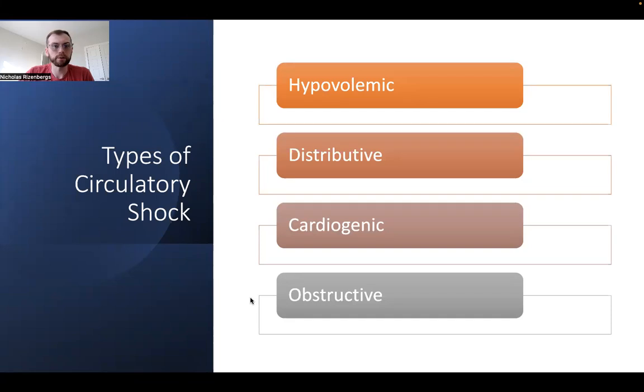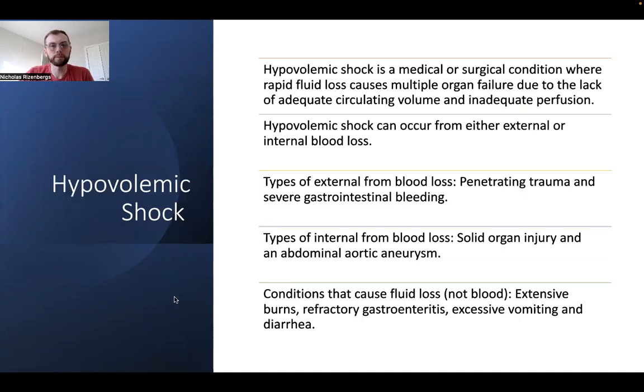So the different types of circulatory shock, you have hypovolemic, distributive, cardiogenic, and obstructive. So with hypovolemic shock, it's a medical or surgical condition where you have a rapid fluid loss, which causes multiple organ failure due to the lack of adequate circulating volume and inadequate perfusion. Hypovolemic shock can occur from either external or internal blood loss, or just fluid loss as well.